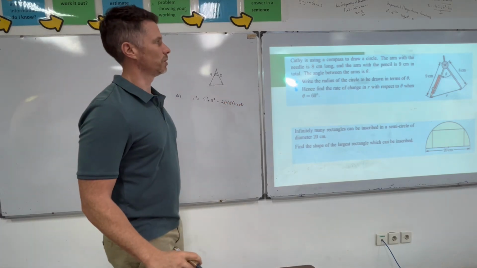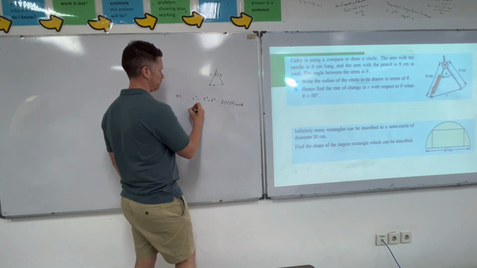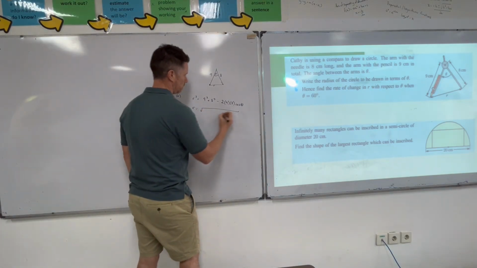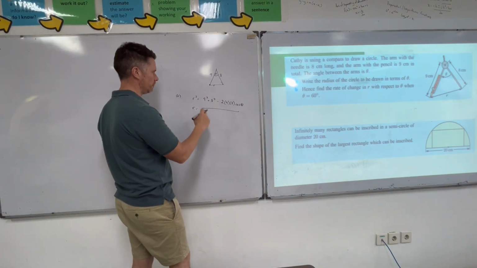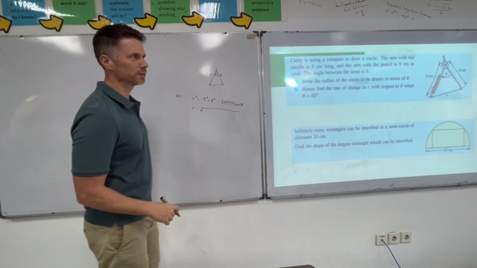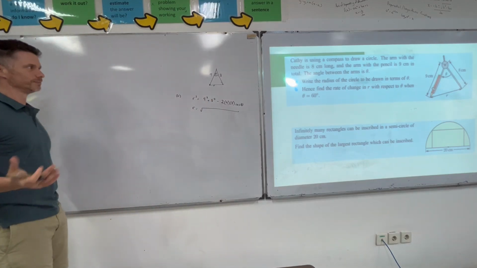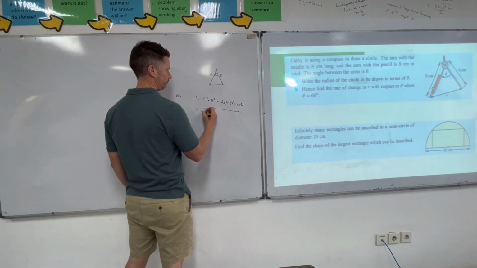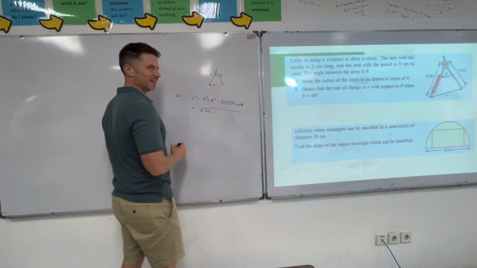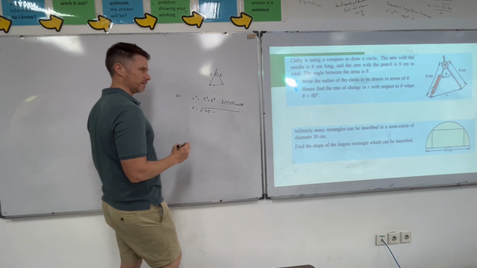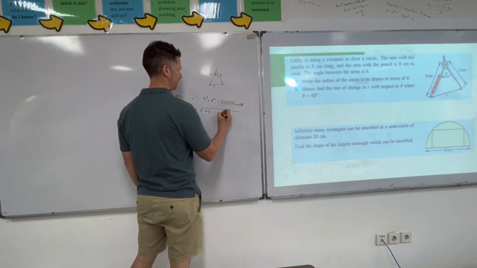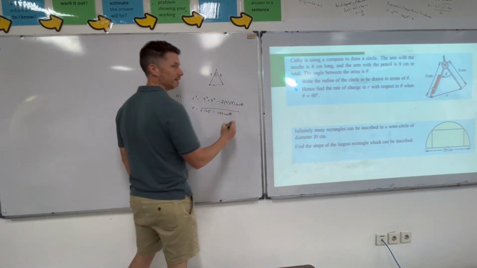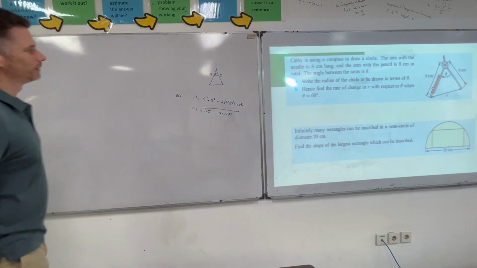Write the radius in terms of theta. We could probably tidy this up a little bit. What's 9 squared plus 8 squared? 81 plus 64 is 145. What's 2 times 9 times 8? 144. That was pretty fast. All right, we're there.